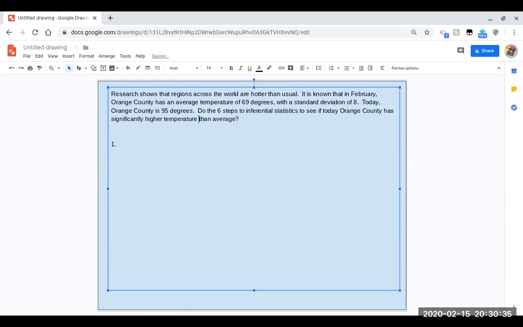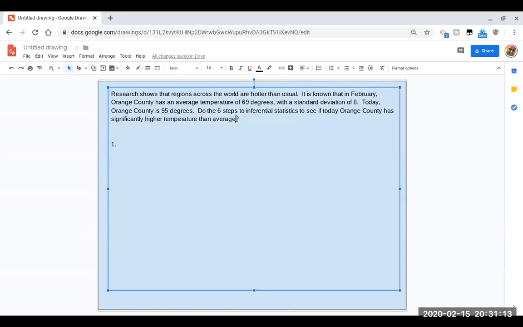Okay, so notice that I'm doing a higher than average. What I was able to do was use previous research or other research to justify that higher than average question. If I didn't have this piece here that says research shows that regions across the world are hotter than usual, I could not justify doing the higher question here. So if you see something that's suggesting a one-tailed conclusion like higher or lower, then you have to see some previous research to justify that. So I have something there. So I'm justifying doing a one-tailed question.